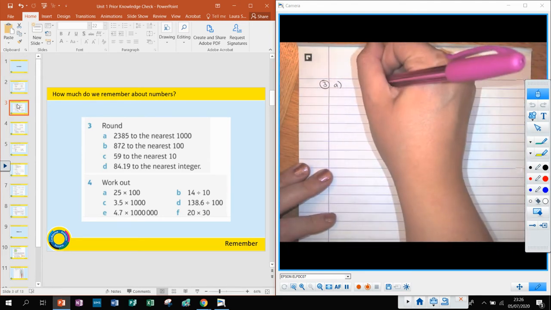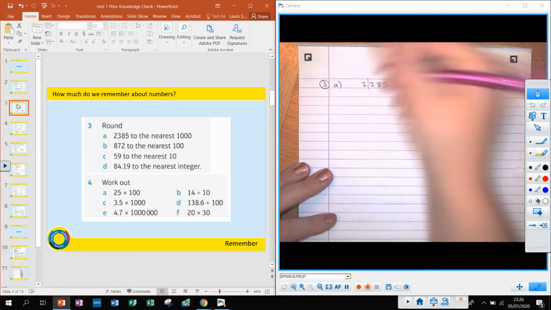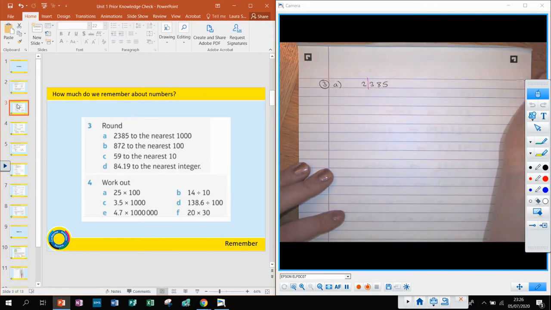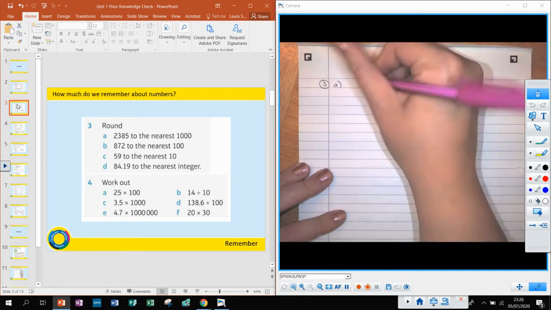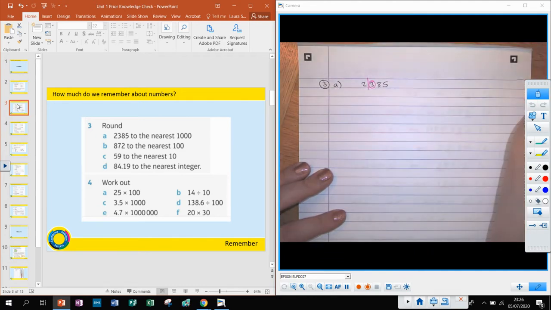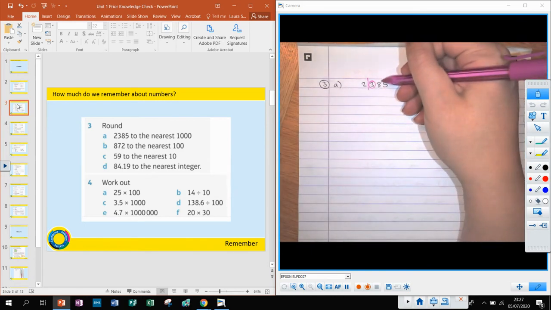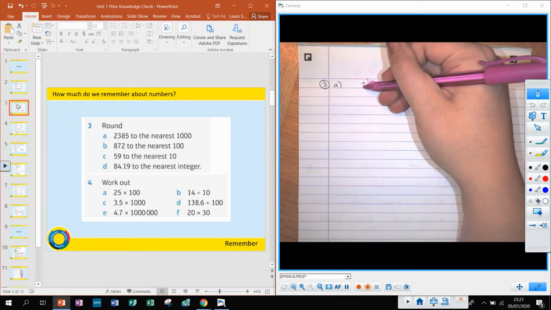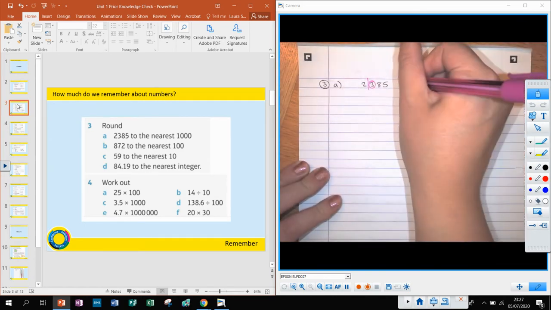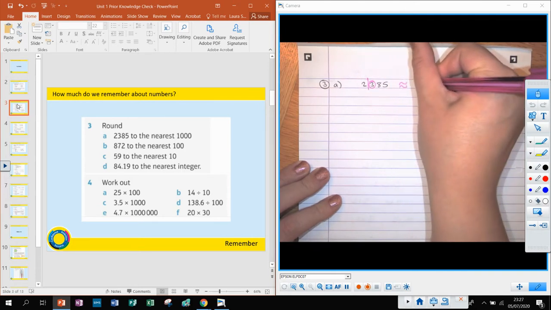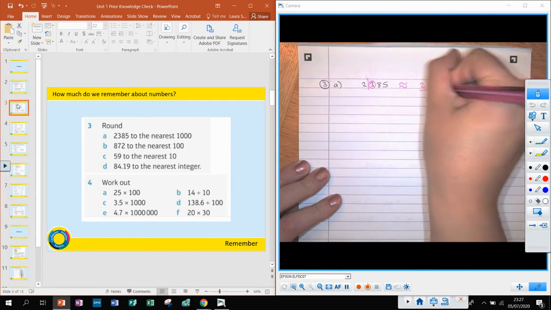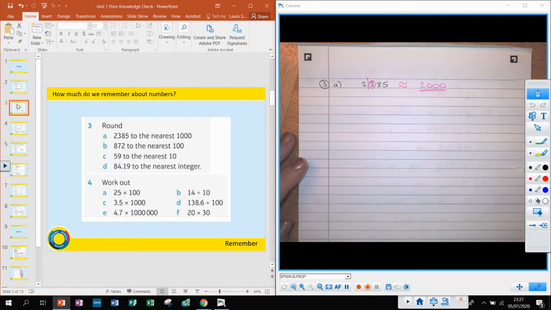So an easy way to help yourself with this is you can draw a line after the 1,000, because we're rounding to the nearest 1,000, and you can circle that first number. Now, 3 is less than 5, so we know that this is less than 500. So that shouldn't change, that 2. It should stay at 2,000. So we can say that it's approximately 2,000, and that is rounding it to the nearest 1,000.